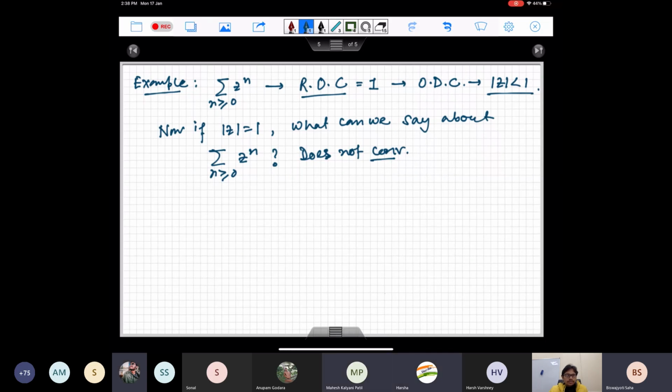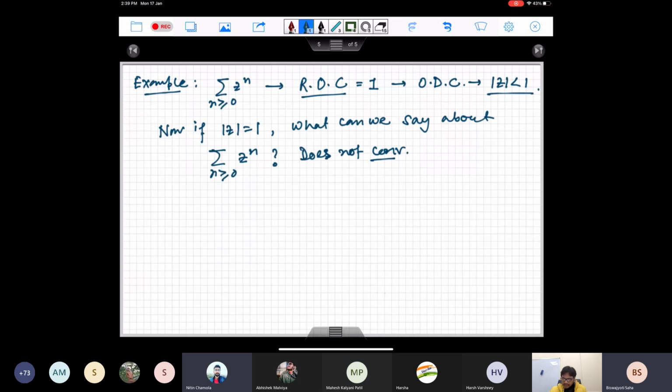Sir, in that case the term does not go to 0. In case of z equal to 1, the series will go to infinity. In the other cases it will be an oscillatory sequence. Here the absolute value is always 1, since I am taking the sequence mod z power n. So it doesn't satisfy the necessary condition of convergence.